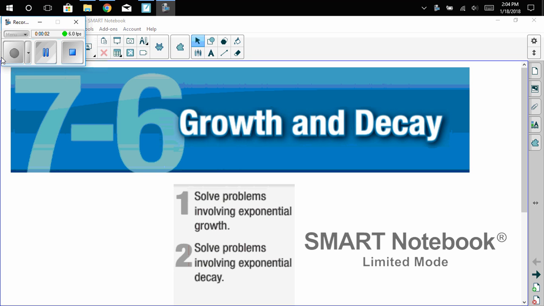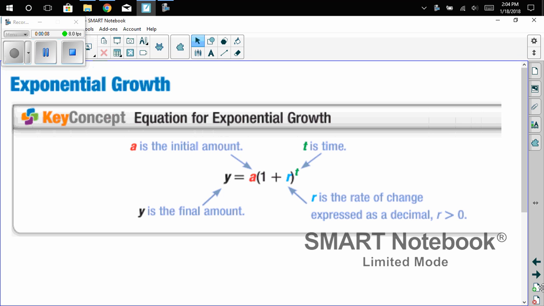Okay, today we're going to talk about Chapter 7, Section 6, Growth and Decay. Exponential growth function. Keep in mind yesterday growth functions, remember, started really small and got really large. Okay, this is the equation for an exponential growth function. A is the initial amount, R is the rate of change, T is the time. Okay, and Y is the final amount after the time.